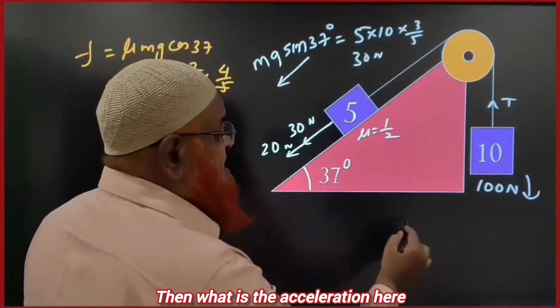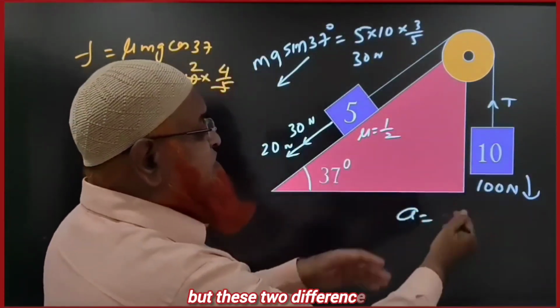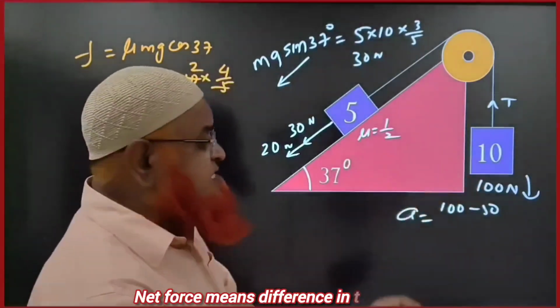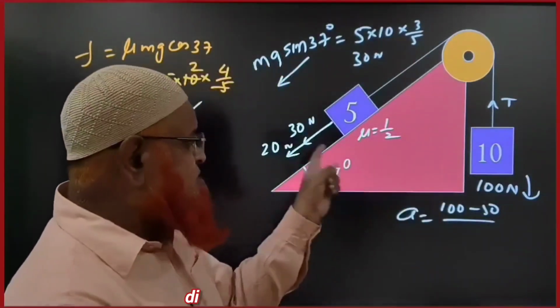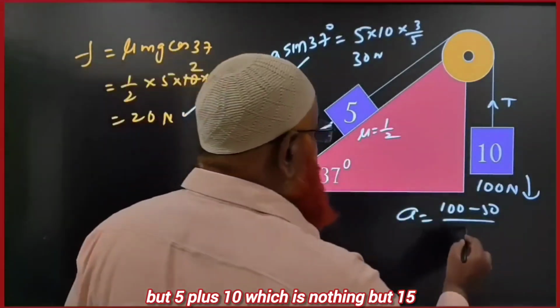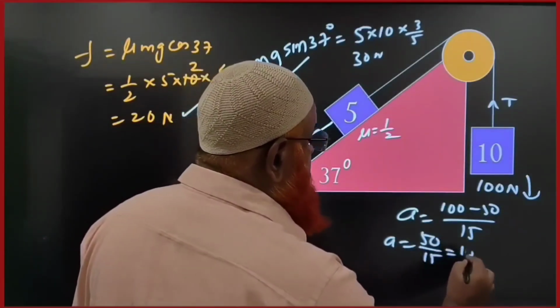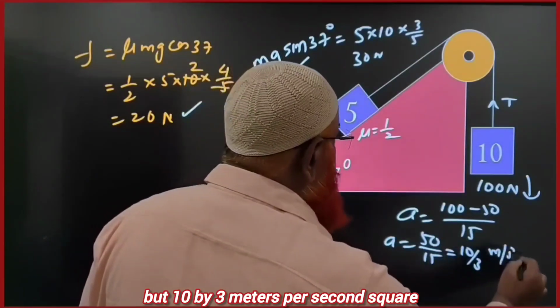Okay. Then what is an acceleration here? Acceleration is nothing but these two differences. That means 100 minus 50. Net force means difference in the forces divided by total mass here. Total mass is nothing but 5 plus 10, which is nothing but 15. So acceleration is nothing but 50 divided by 15, which is nothing but 10 by 3 meters per second square.